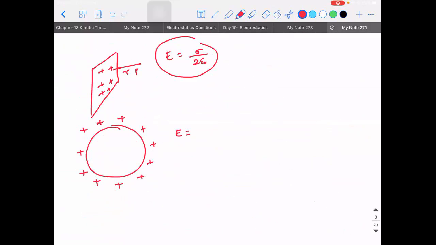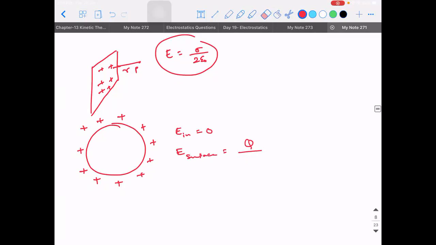With respect to this, what is the electric field inside? We calculated at three points, right? What is the electric field inside it? 0. Electric field on the surface is capital Q divided by 4 pi epsilon naught capital R, where capital R is the radius of the surface. Electric field outside is Q divided by 4 pi epsilon naught into small r. Can we take it like this?